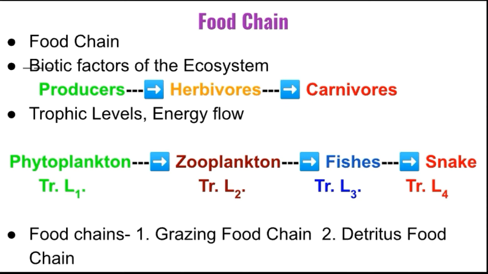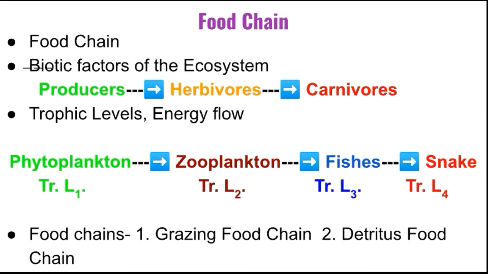You see here, phytoplankton transfer energy into the zooplankton, zooplankton transfer energy into the fishes, and fishes transfer energy into the snake. That is one particular pattern of the transfer of energy from one trophic level to the next. Here phytoplankton is the first trophic level, then the second trophic level, third trophic level, and fourth trophic level. It means the energy is transferred from one trophic level to another, and this transfer of energy is called energy flow.